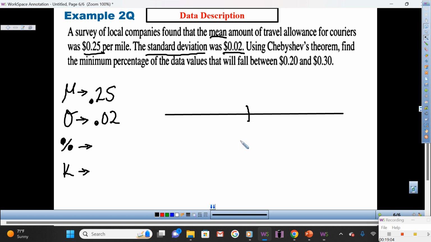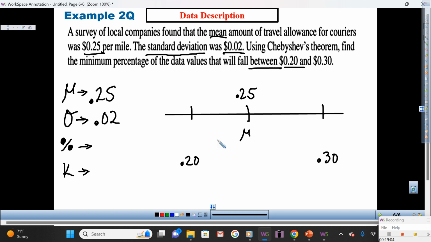So let's see, what do they give us? They give us the mean, which is 0.25. But in this case, they give us the actual end numbers. What were the end numbers? Between what? Fall between 0.20 and 0.30. These are the end values. So what does that mean, Mr. Q? Well, that means that we need to find the percent for those end values.